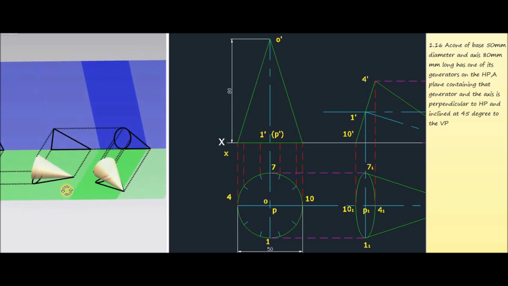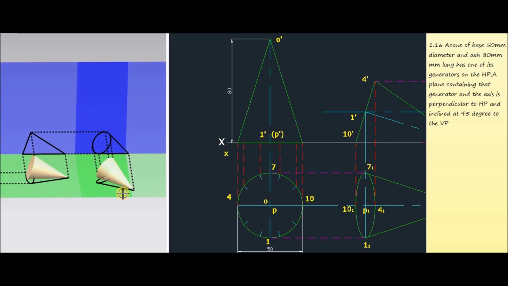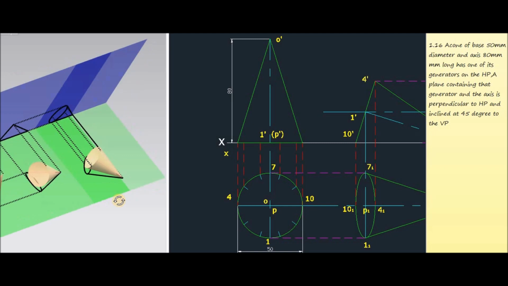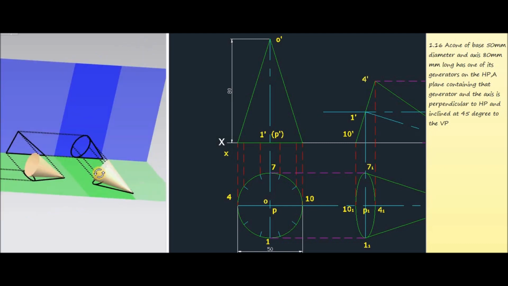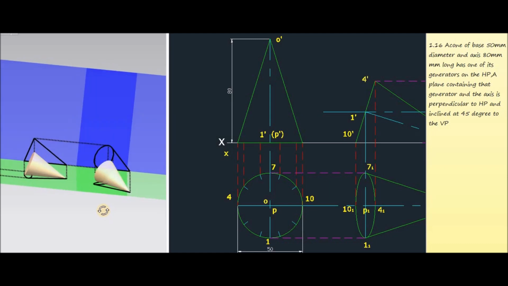Then in the final stage, the axis of the cone, that is the line joining the vertex and the center of the base, makes an angle of 45 degrees to the vertical plane. Now it will be in this direction. Here this angle is between the line joining the vertex and the center of the base, that is the axis, and it makes 45 degrees with the vertical plane.